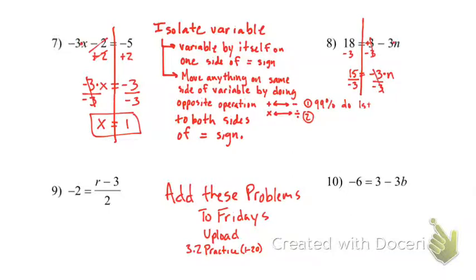That cancels, and let's do the work over here. 15 divided by negative 3, that's negative 5, equals, and then we're left with n. And n's by itself, so we're done.